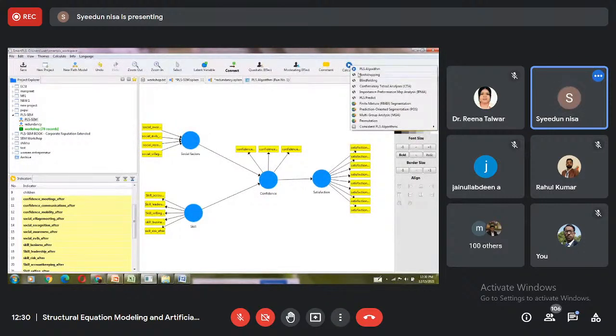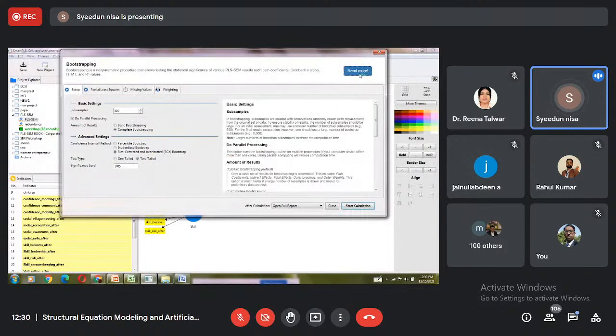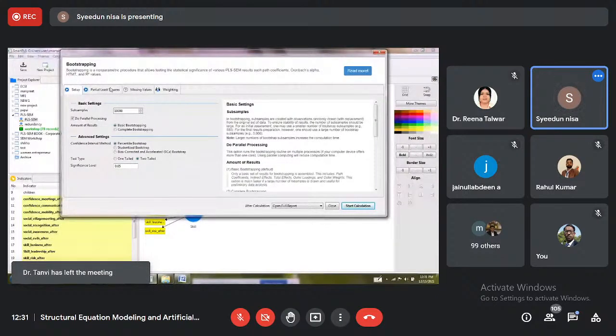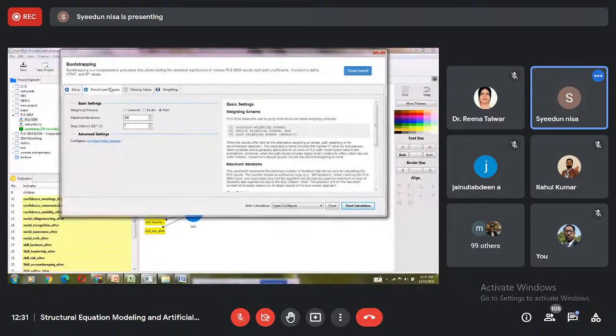What I'll do, bootstrapping. Okay, here I'll increase the size of my samples. Okay, basic bootstrapping we will keep as the base, and we will keep it at percentile. Okay. Changes. In your property, the next is path picker. Okay.